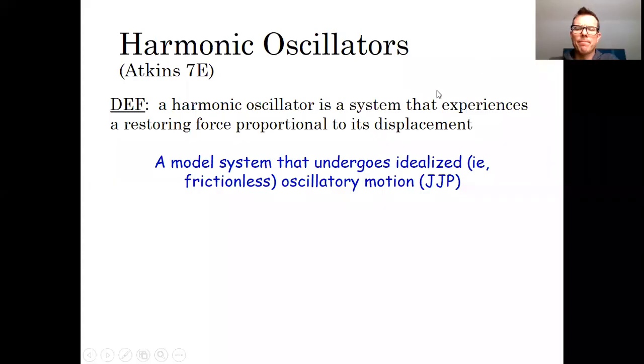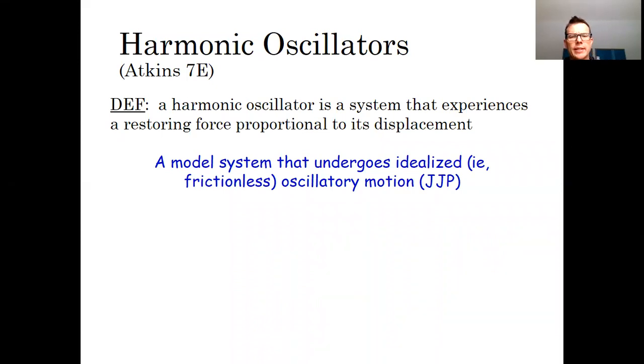All right, hi everyone. We're moving on to our next problem, which is called a harmonic oscillator, described in Atkins 7E. And the first question you should ask yourself is, what in the world is a harmonic oscillator? This is the formal definition: a harmonic oscillator is a system that experiences a restoring force which is proportional to its displacement. Not particularly helpful, maybe it is.